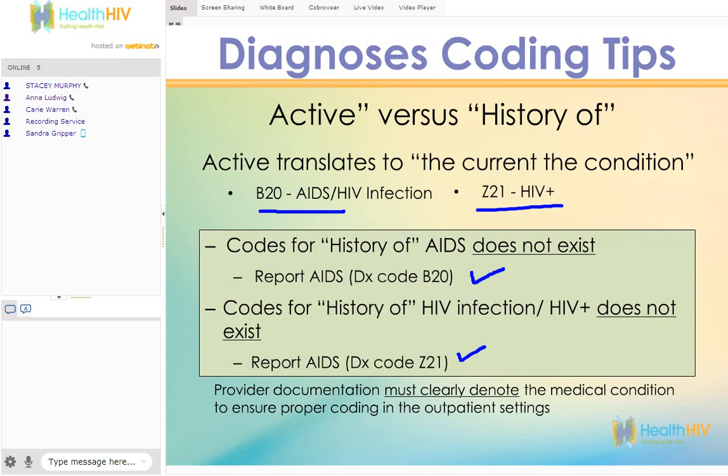But I tell the practices that I work with on a regular basis that when you see the term active or history of, to go back to the physician to get clear documentation, because when the payers come out to do their chart reviews, some of them are very strict. So in terms of the documentation, make sure that your providers are documenting very clearly that the patient either has the AIDS infection or the HIV positive status, or they don't. So you want that very clearly stated in the records.